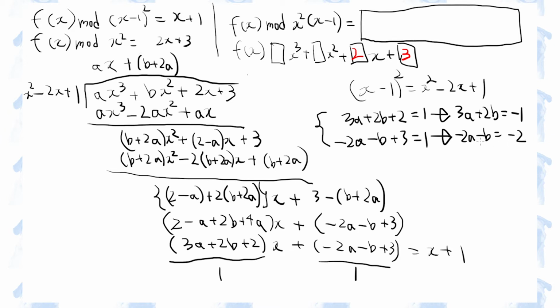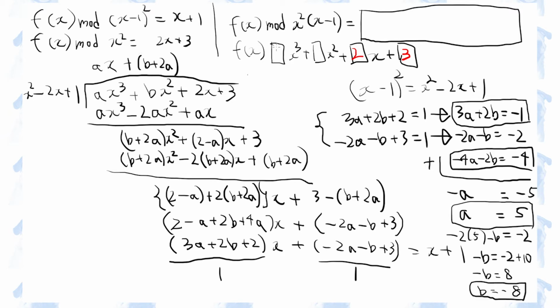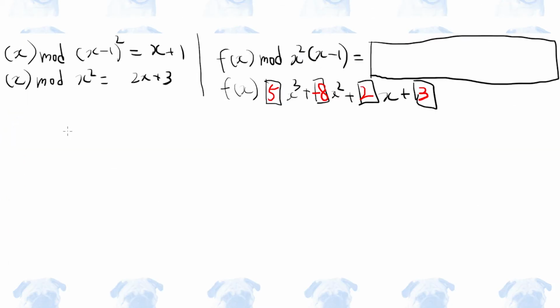And let's multiply both sides of the second equation by 2. So we are now solving this and this simultaneously. So adding, a is 5, and let's substitute this value of a into this one. A is 5 and b is minus 8. Now that we know the coefficients of f of x, let's divide f of x by x squared times x minus 1.